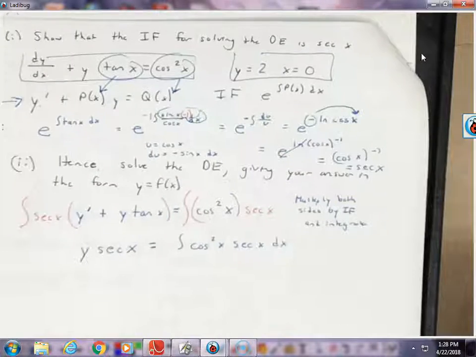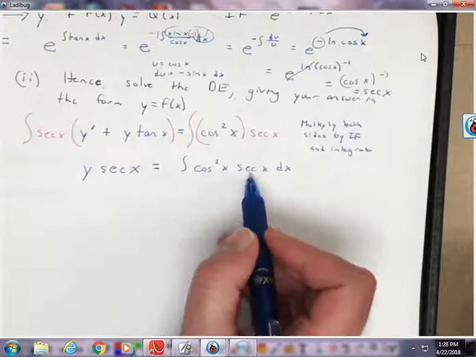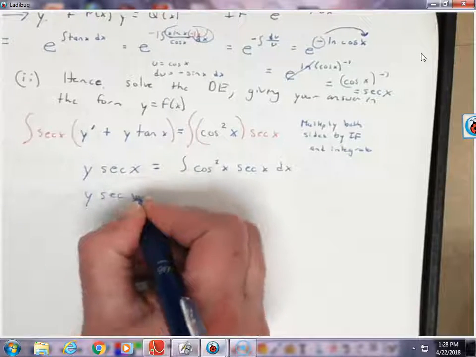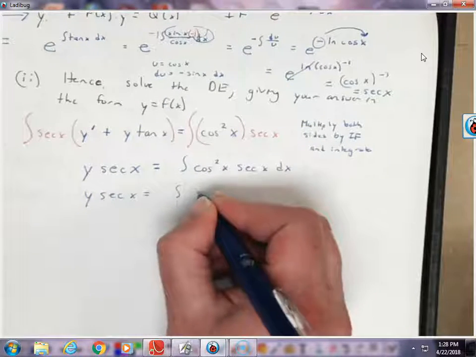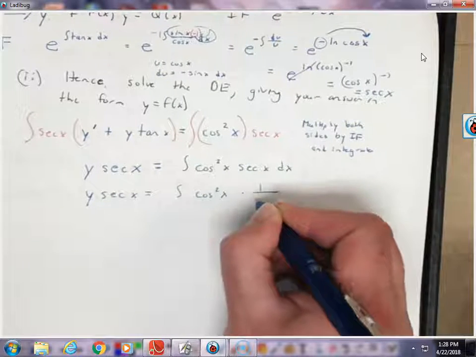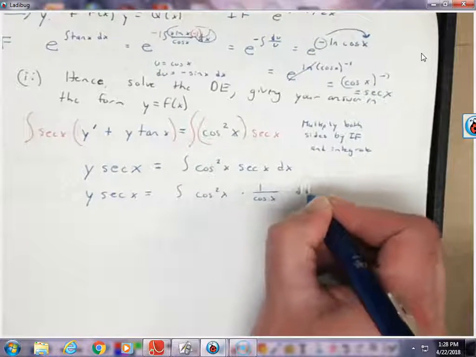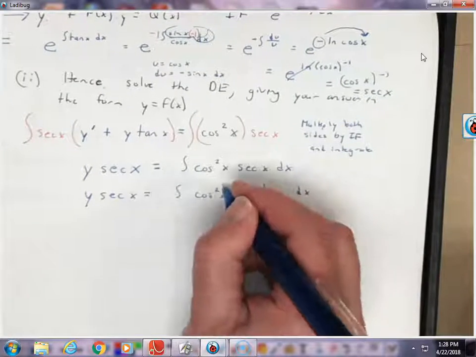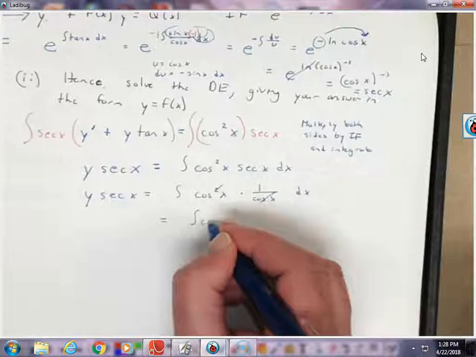Okay, so just looking at how we can do that, it seems reasonable to change this to 1 over cosine. So we have cosine squared x times 1 over cosine x dx. One of your cosines cancels, okay? So one of these guys, so you're really just integrating cosine x.